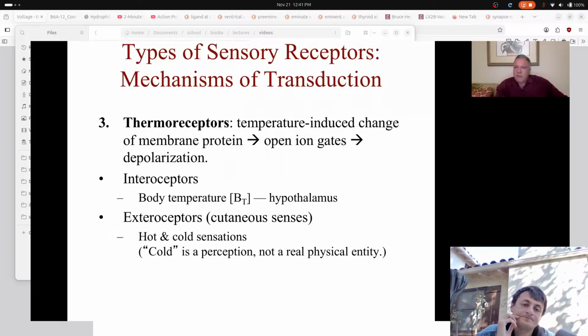So again, thinking of ways that you can bend a protein. You bend a protein, you're going to change its activity. You change its activity in such a way that opens a gate, you can get a nerve impulse.